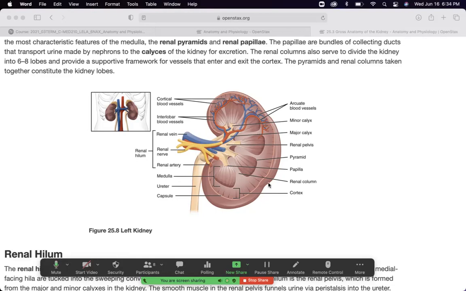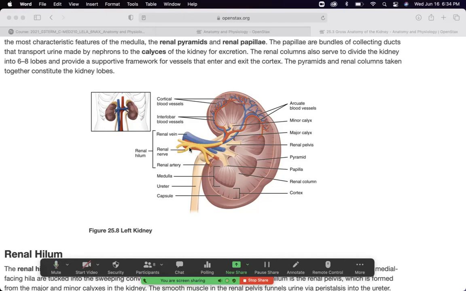So, of course, this is your kidney. If I point at this red thing, it's got to be renal artery. Point at this gold thing, it's renal nerve. Point at this blue thing, it's renal vein.